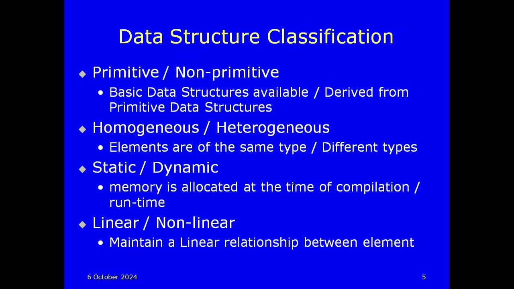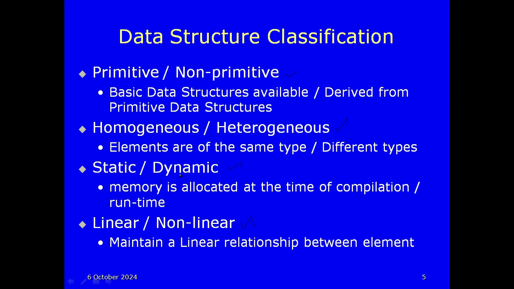Now we are going to discuss data structure classification. Here I pointed out 4 points: primitive and non-primitive, homogeneous and heterogeneous, static and dynamic, linear and non-linear. Primitive means the basic data structures that are available. Non-primitive is derived from primitive data structures. In homogeneous, elements are of the same data type; in heterogeneous, different data types. Same data type, for example, is an array; different data types, for example, is a structure.